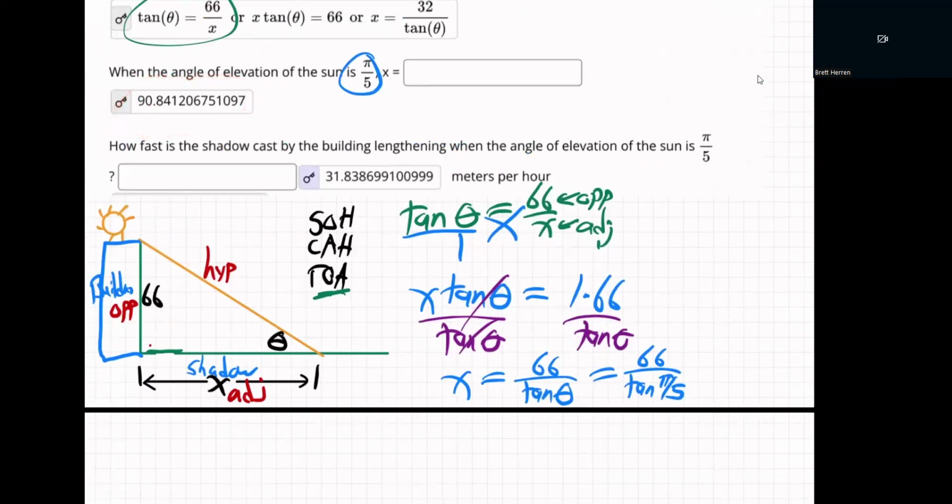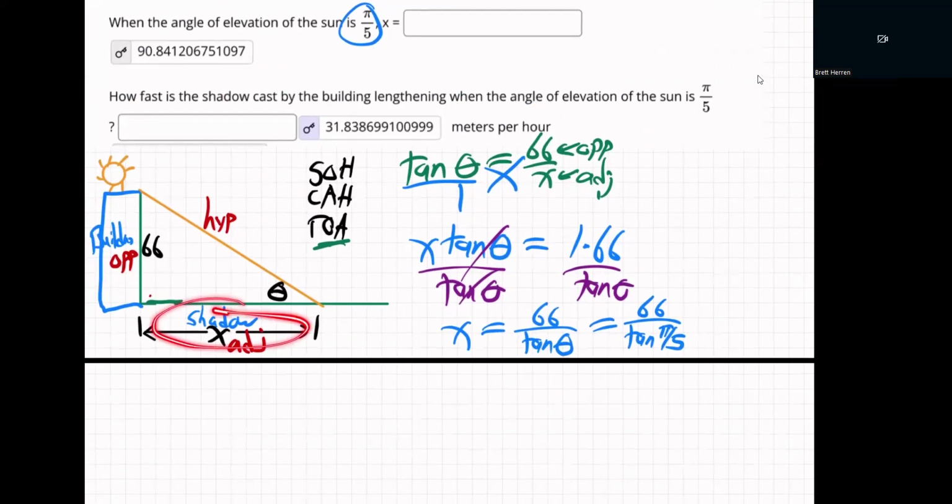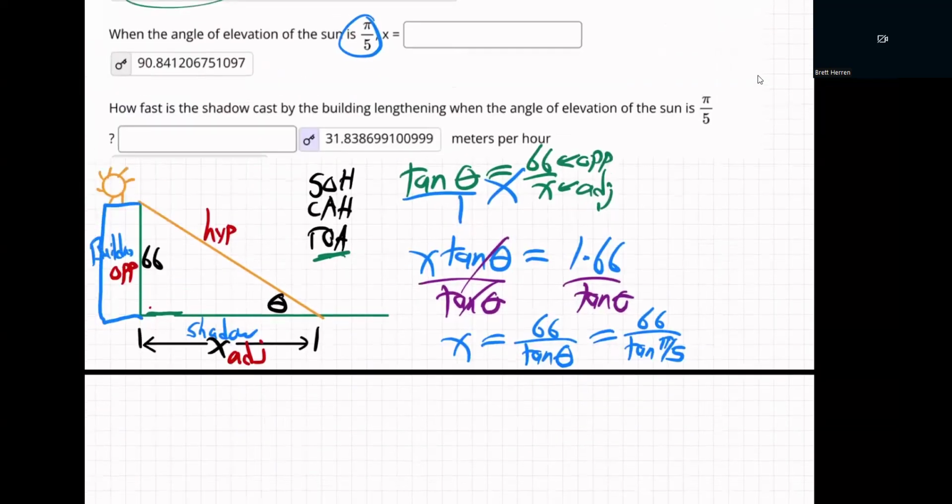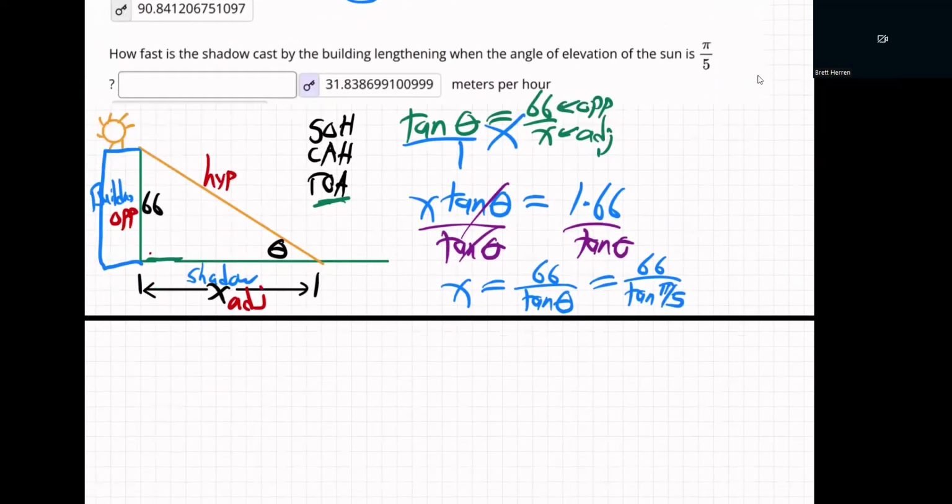Okay, so we got X. That's X. That's how long the shadow is when the angle of the sun is pi over 5. Now, last question. How fast? There's my rate question. How fast is the shadow cast by the building lengthening at that time?